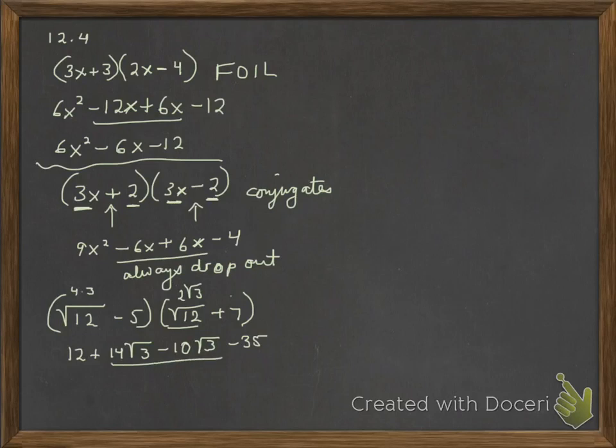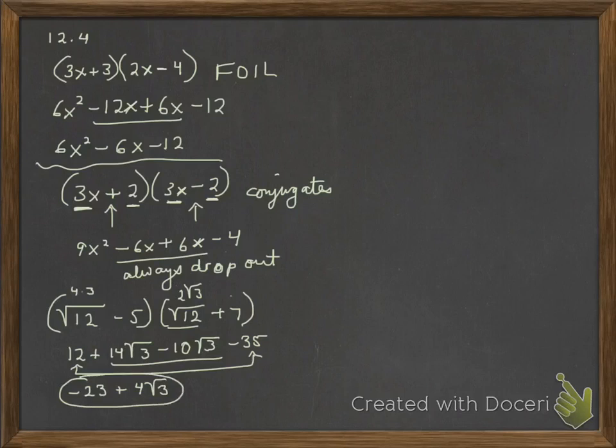Combining my middle terms, actually, let's combine the constants and the radical terms. 12 minus 35 is going to be negative 23. And 14 minus 10 is plus 4, the square root of 3. We could have written this as 4 square root of 3 minus 23. Either way, doesn't matter.